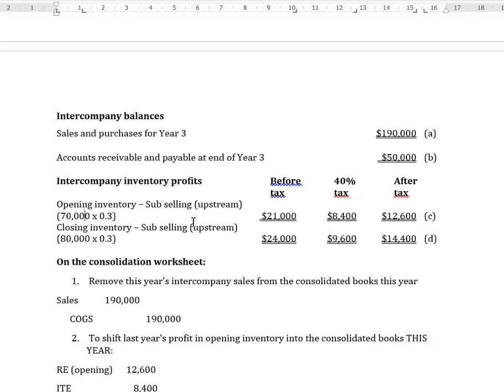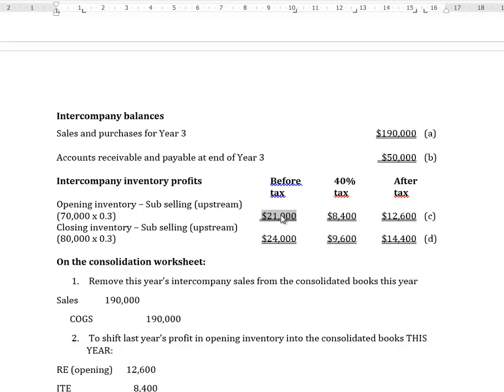So, in that case, we know that the sub booked profit of 30%. So sitting in that ending inventory on a before tax basis is $21,000 of profit booked by the sub, that was booked on items sold by the sub that the parent has not yet unloaded to a third party. So any of this profit has to be eliminated because it wasn't earned yet in year 3.